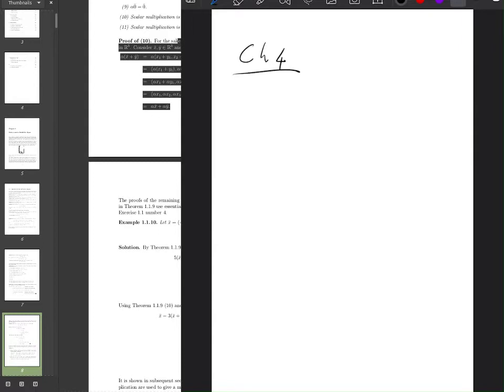Okay, so now we will be starting chapter 4, which is integration and application. Let us talk about this chapter. So one of the main themes of this chapter is what is called the fundamental theorem of calculus.